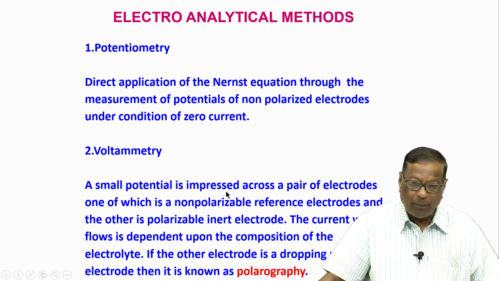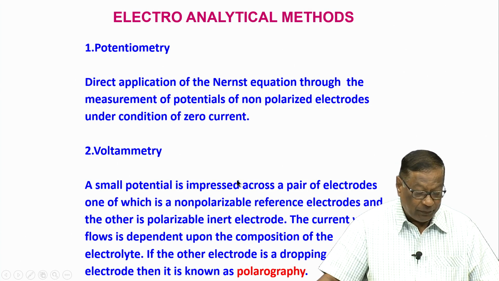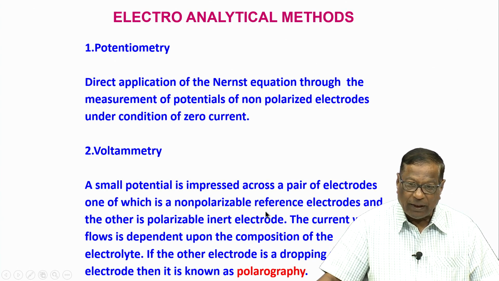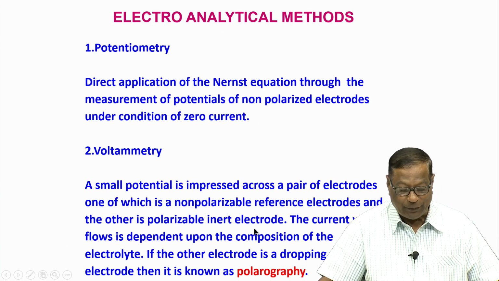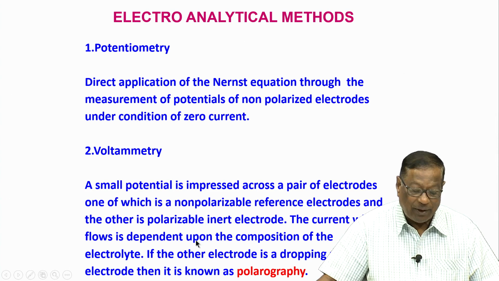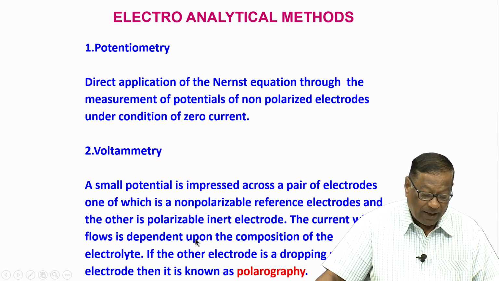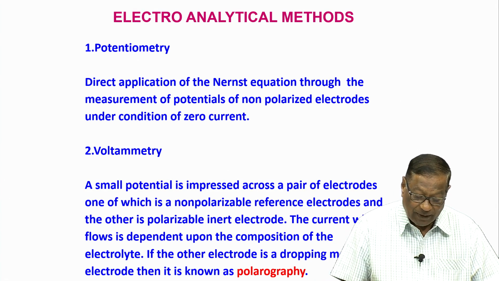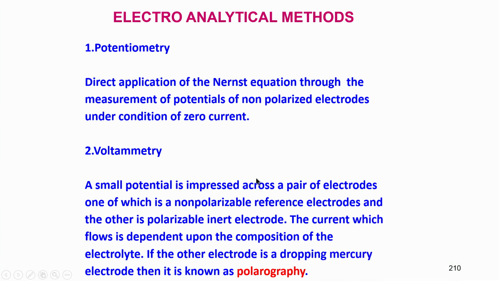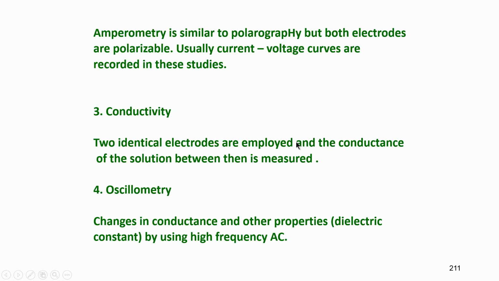In voltammetry, I apply a potential across a pair of electrodes, one of which is a non-polarizable electrode, that is the reference electrode, and the other is a polarizable inert electrode. The current that flows must be dependent upon the composition of the electrolyte, and I determine the composition of the electrolyte depending upon the current being produced. If the other electrode is a dropping mercury electrode, then we call it polarography. This is part of voltammetry only. Amperometry is similar to polarography, but both electrodes are polarizable. Usually current voltage curves are recorded in these studies.